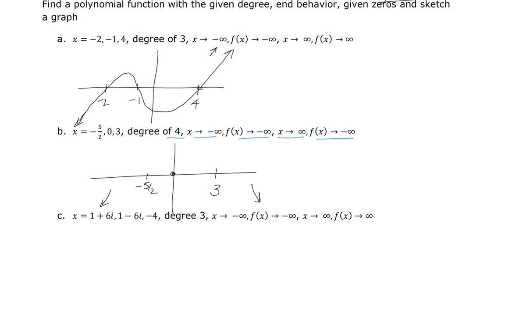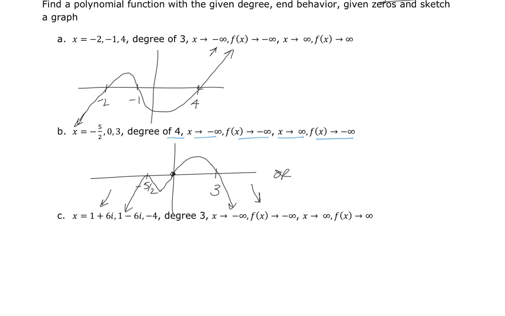Since I only have three zeros given, and they're all real, that means one of these is going to have a multiplicity of 2. It doesn't matter which one. Choose one of them. I just make sure I get a degree 4. So I might decide to have the first one be the multiplicity of 2. So I'm going to come up to the -5/2, touch, bounce, come back to this one, cross, come back through. So that's what I could write it as.